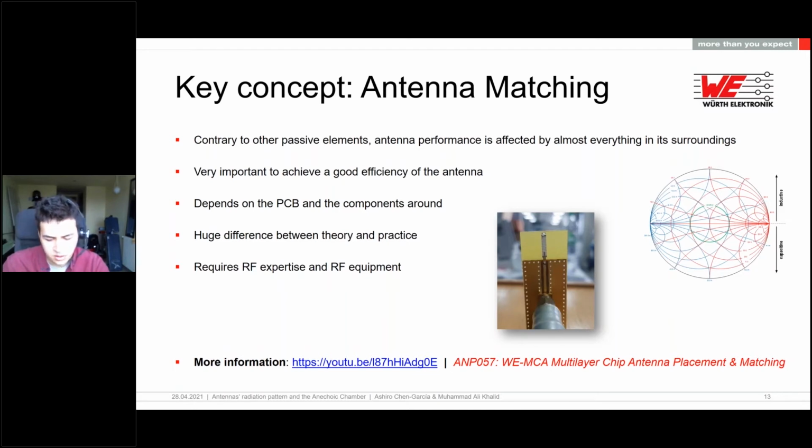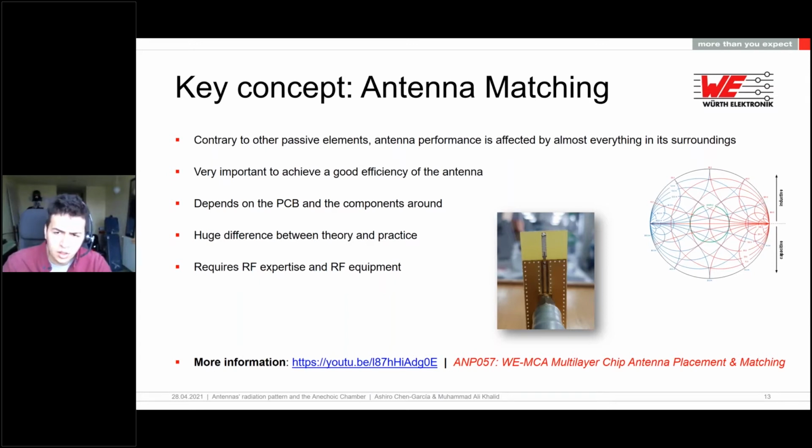The performance of the antenna is affected by its surroundings. So that means any change in the antenna's immediate environment changes its input impedance, which in turn changes its operating frequency. And therefore, we would need a different antenna matching.